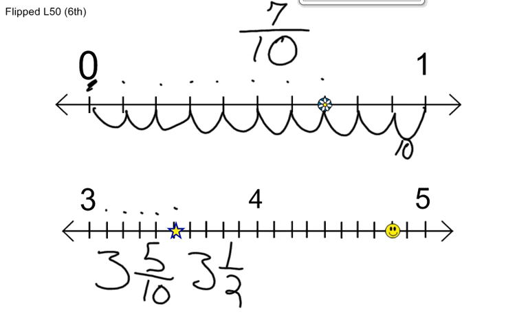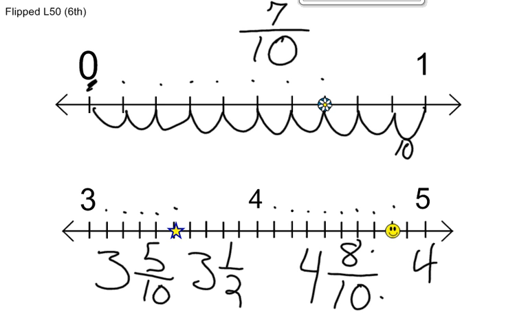Looking at our last idea, the smiley face, we're starting at 4, and we didn't quite make it to 5, so we want to understand these fractional ideas. Once again, still 10 spaces. Count 1, 2, 3, 4, 5, 6, 7, 8 lines. So there's 8 out of the 10. Once again, you're going to say, hey, that needs to be reduced. 8 is even, 10 is even, so that can be reduced, and so we're going to reduce and get an answer of 4 and 4/5.